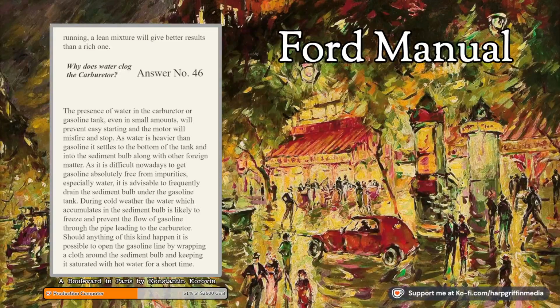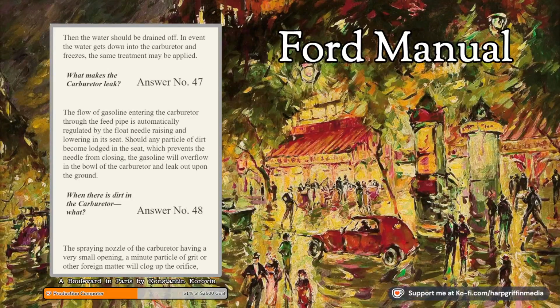During cold weather, the water which accumulates in the sediment bulb is likely to freeze and prevent the flow of gasoline through the pipe leading to the carburetor. Should anything of this kind happen, it is possible to open the gasoline line by wrapping a cloth around the sediment bulb and keeping it saturated with hot water for a short time. Then the water should be drained off. In the event the water gets down into the carburetor and freezes, the same treatment may be applied.